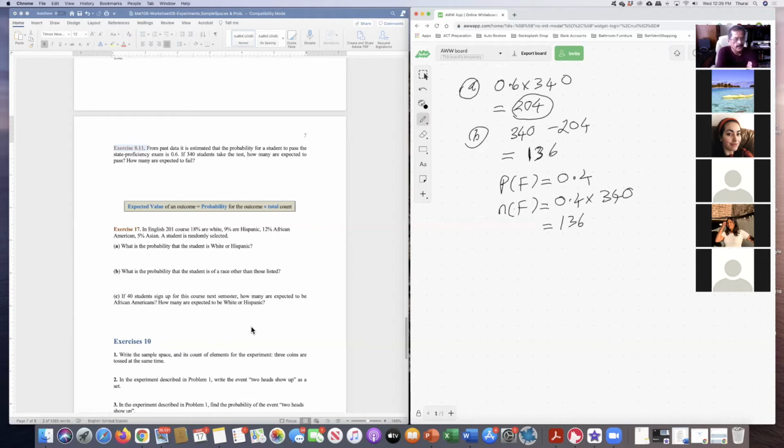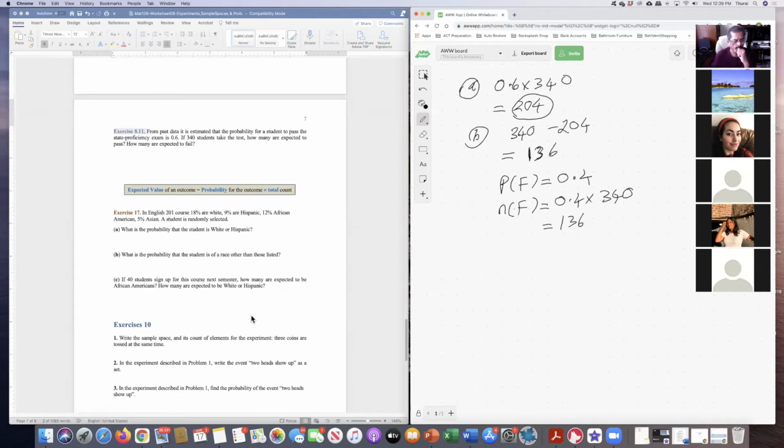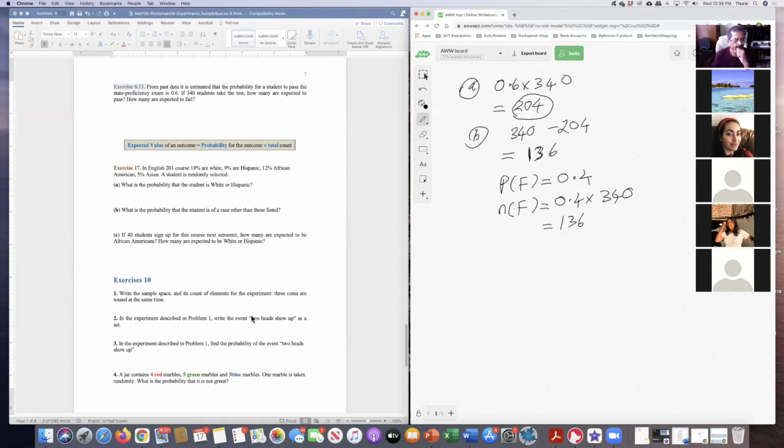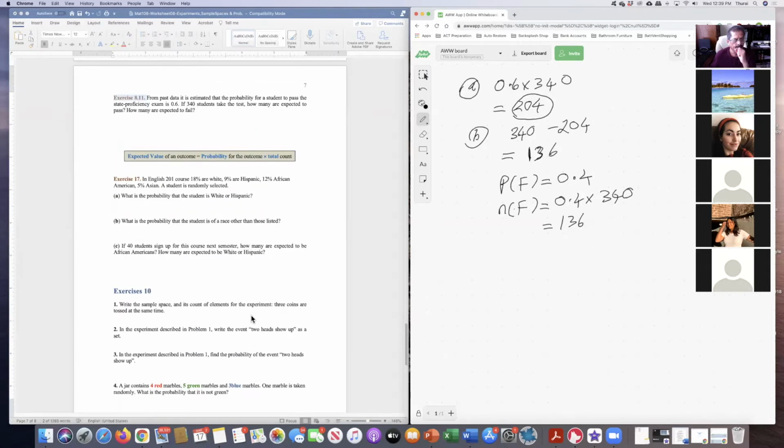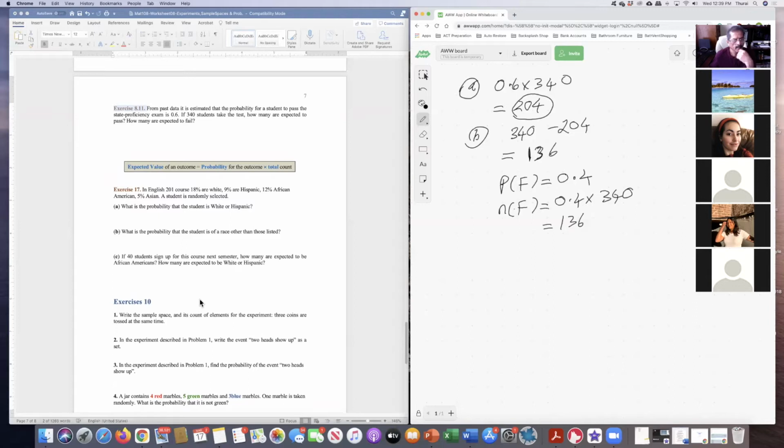That's 0.12 times 40. How many are expected to be white or Hispanic? The percentage for white or Hispanic is 18 plus 9, 27, so 0.27 times 40. Okay. So nothing difficult about these ideas, expected value.